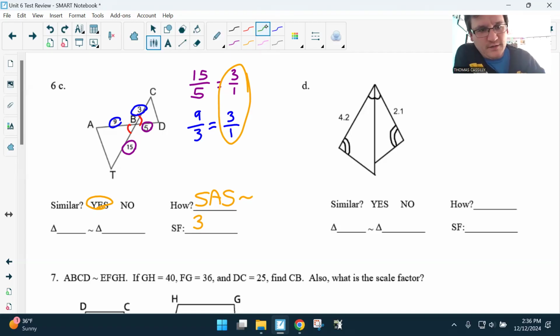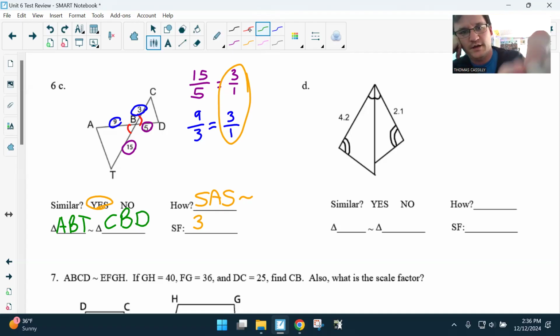So we need a similarity statement. How about we go ABT? The side length of 9 matches up with the side length of 3. So I'm going from the outside corner into the vertical angle. That means I go from the outside corner being C to that vertical angle, and then back down to D. All right, and that one's done.